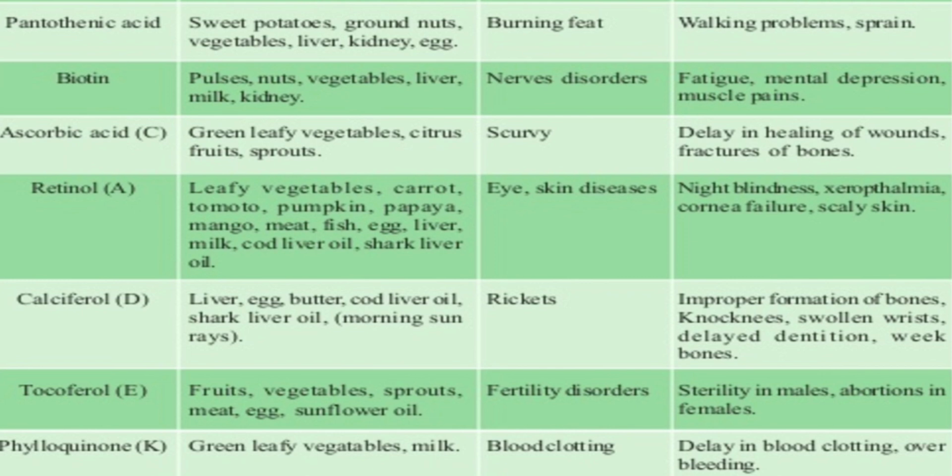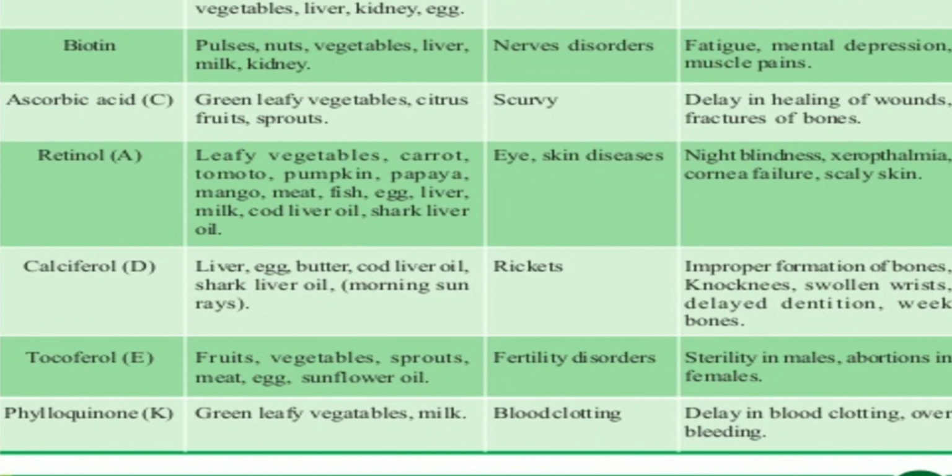What are the sources of vitamin E? Fruits, vegetables, sprouts, meat, egg, sunflower. So what are the deficiency diseases? That is fertility disorders. So what are the symptoms? Sterility in males and abortion in females. Now next is the vitamin K, that is phylloquinone, that is vitamin K.